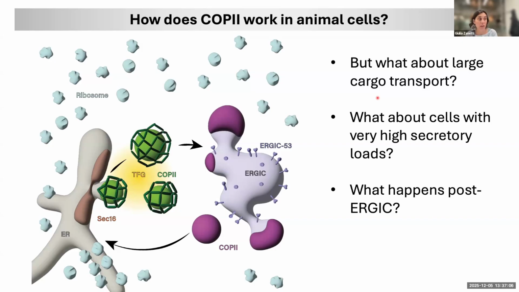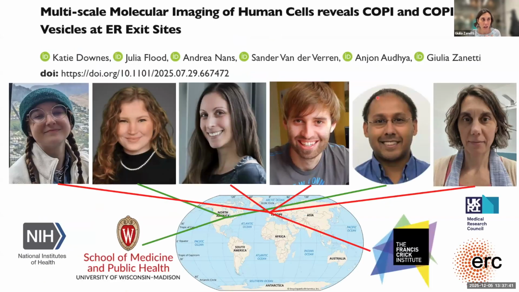There's also an issue with cells with high secretory loads. Are these numbers that we see here enough to, for example, secrete thousands of immunoglobulins per second, as our B cells need to do? What happens to the secretory pathway in that case? That's another question that we're really interested in. And also another question is what happens post-ERGIC. We always see the ERGIC there, but we know that things need to move to the Golgi. We know they do that probably in a microtubule-dependent manner, but that's another big question that we need to work on. So that's it.